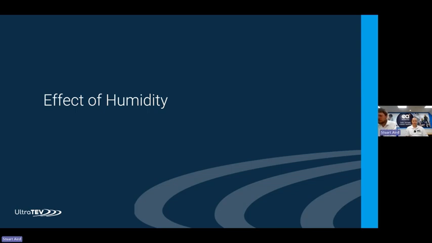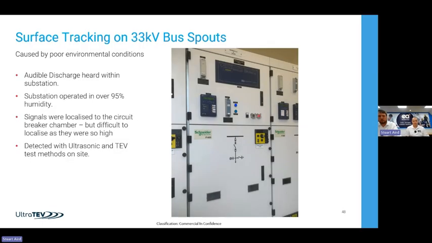Okay, so a couple of slides just on the effects of humidity. This is just by way of a case study, really. This particular one, 33 kV bus bars, was where the issue was. It's an audible discharge in the substation, so you don't need any fancy kit on this one. You could walk in, you could hear discharge going on. It's at that sort of level already. The humidity in the substation, so this wasn't the UK example, was over 95% at the time.